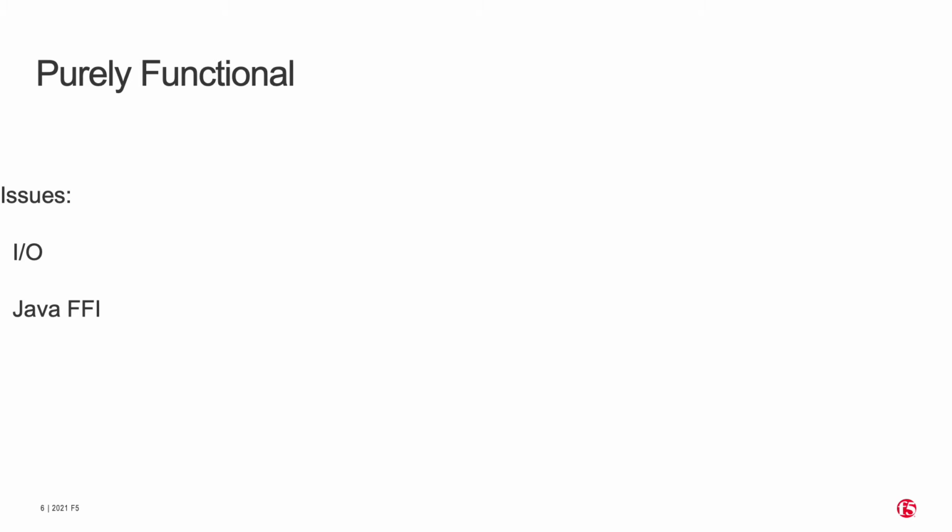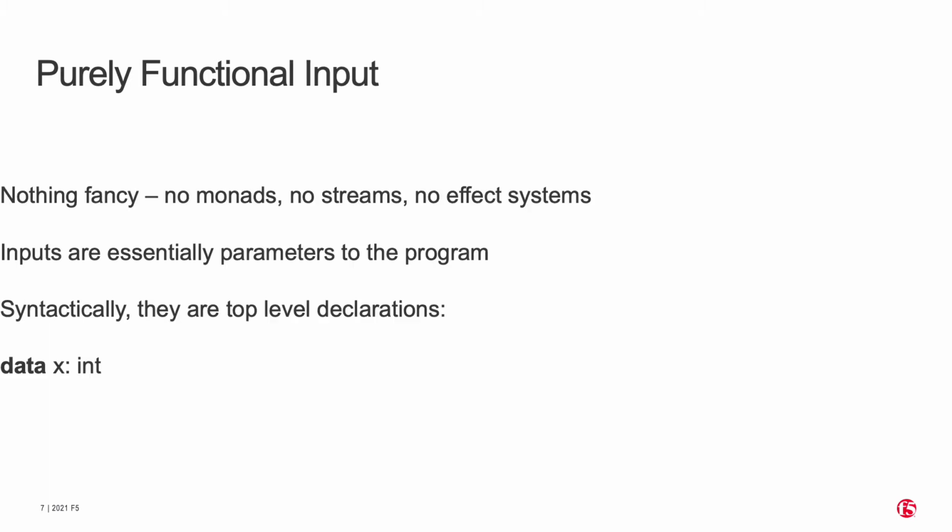Purely functional. There are some of the classic issues around that, around I/O and the foreign function interface. So we don't do anything very fancy. There are no monads, streams, effect systems, nothing that you'd see in a full-blown academic functional language. Things are a lot simpler. Essentially, we view the inputs as parameters to the program. So a Dex program, when it runs, it gets a set of inputs, and it runs on those, and they're not going to change, so we can keep things referentially transparent.